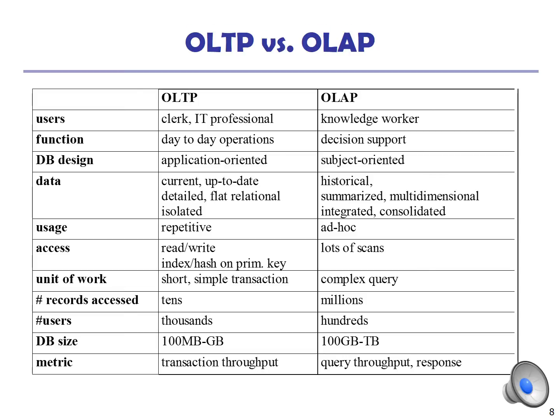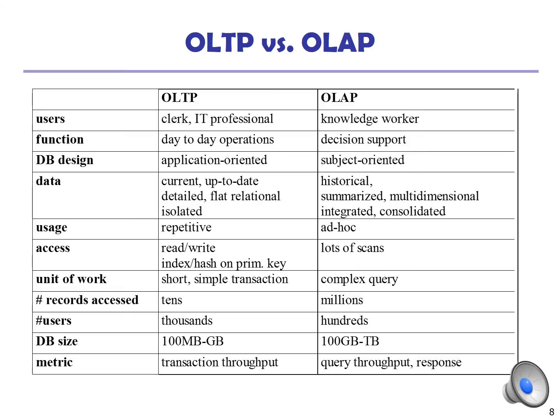Now, what kind of data is stored in the database for online transaction processing? The data is more current and up to date. We talked about how only data for a smaller period of time is stored for online transaction processing. On the other hand, for online analytical processing, the data stored is more historical, for a very large period of time, and it's summarized, multidimensional, integrated over various different data sources, and consolidated.